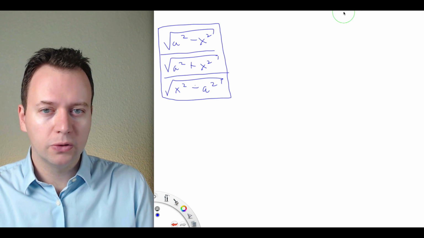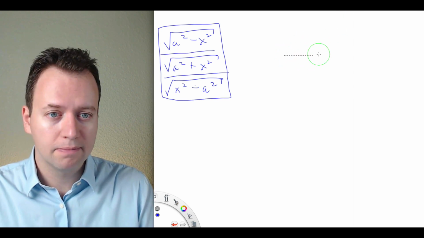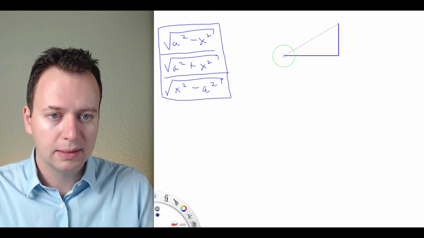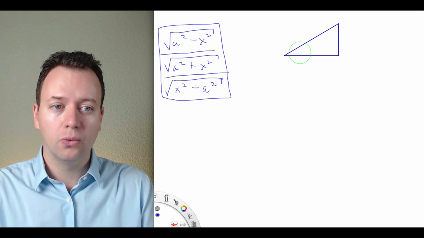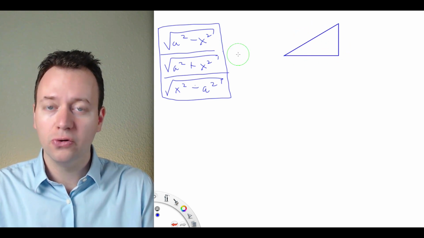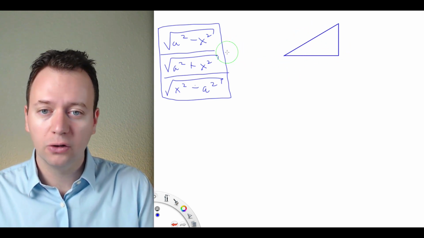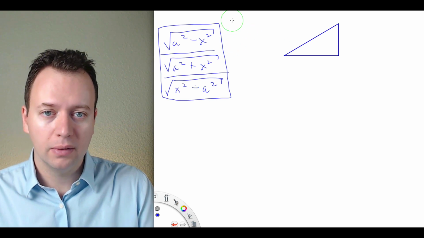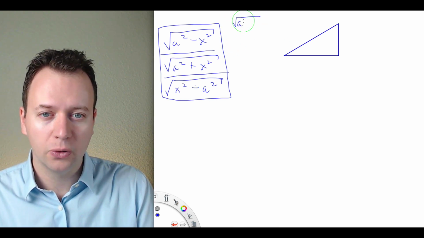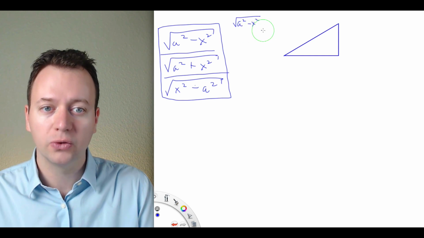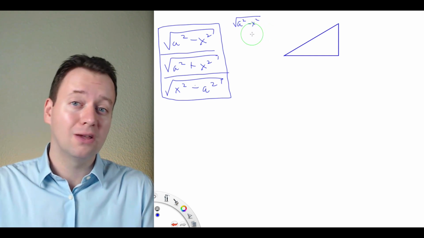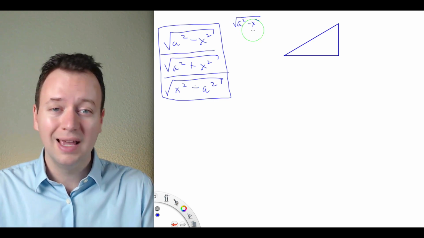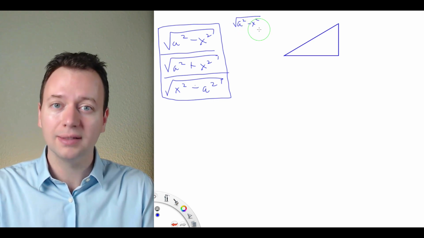What we're going to do is construct a right triangle like this, and for each of these cases, we're going to relate the variables to this expression. So let's consider the first case. Let's say we have an integral that somehow involves the square root of a squared minus x squared. It could be the integral of the square root of a squared minus x squared by itself. It could be the integral of the reciprocal of this. It could be the integral of x divided by this, and so forth.